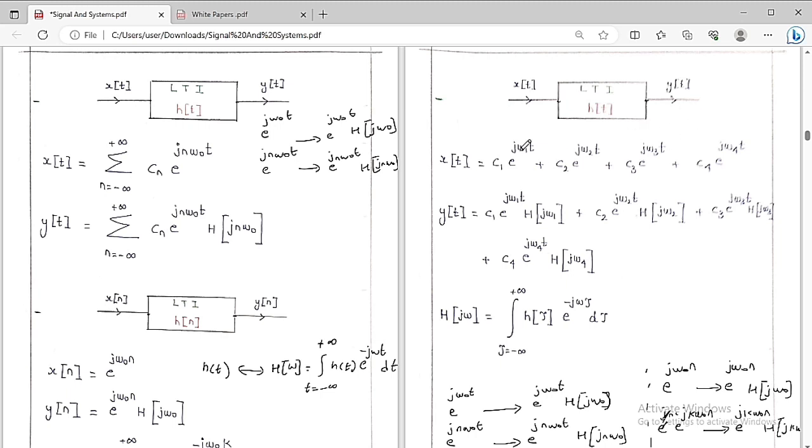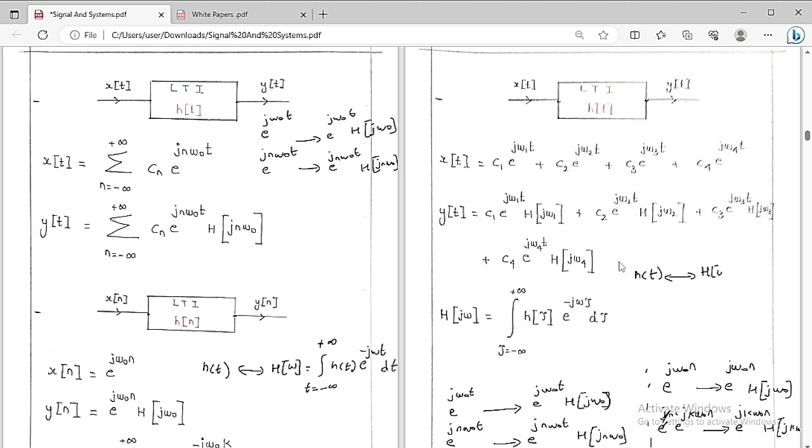This one I already told you. So with the help of this concept, this is the output we are going to get. Then what is the Fourier transform of the impulse response? I have already told you. So suppose this is the h of t. For h of t, what is the Fourier transform? I have already told you.